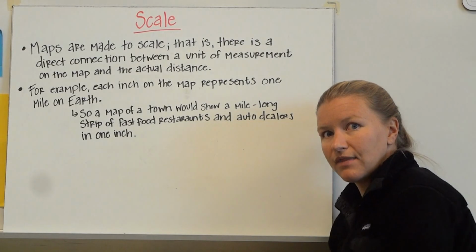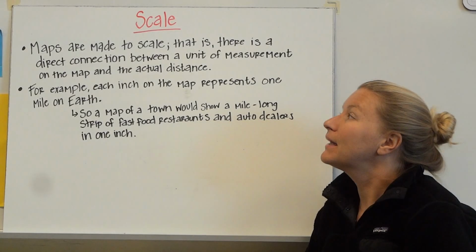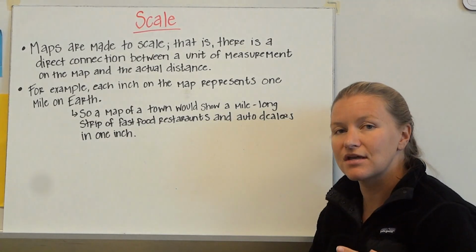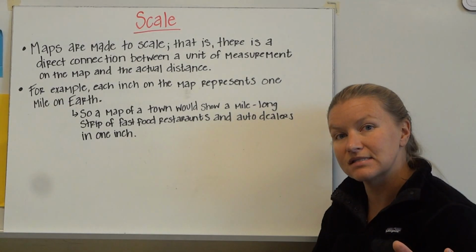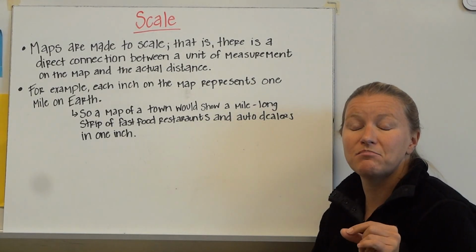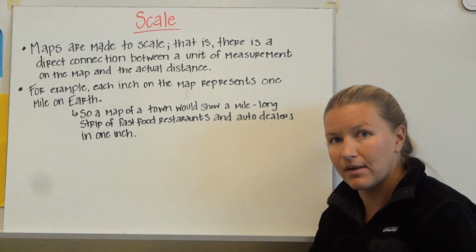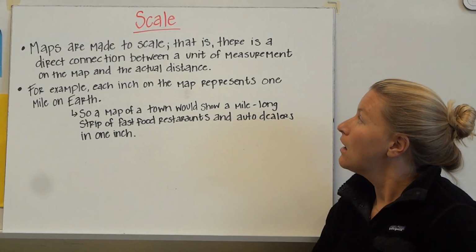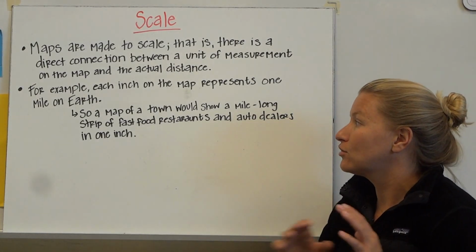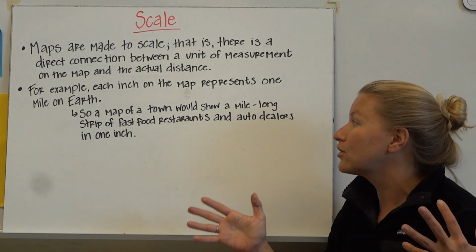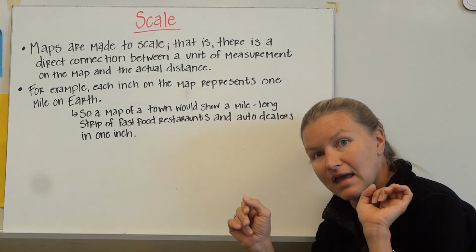Another useful tool, and one that can be really hard for those of us who are not very good at math, is scale. And maps are made to scale, which means that essentially there is a direct connection between a unit of measurement and the actual distance. So on some maps, it might be that 1 inch on the scale equals 1 mile on the map. And we're going to look at that when we look at our road map in just a second. So another example, a map of a town might show a mile-long strip of fast food restaurants and auto dealers with that 1 inch, and that goes back to that 1 inch to 1 mile scale.